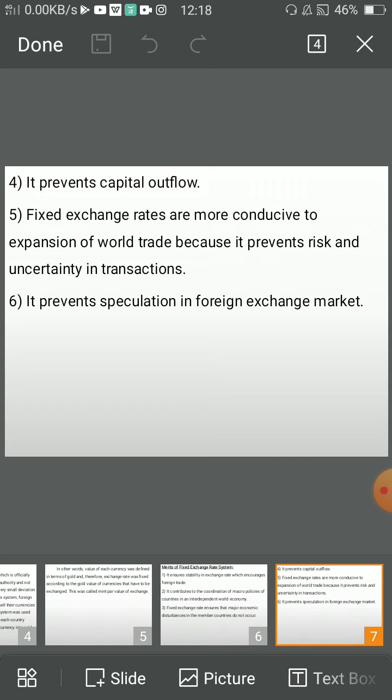Sixth point, it prevents speculation in the foreign exchange market. Speculation means people think that in the future the rates can be increased or decreased. There is no fear of speculation. No speculation can be made about the future because the fixed exchange rate is fixed. Today also $1 is 50 rupees, tomorrow also, and for a month, a year, $1 is 50 rupees only. It remains fixed, so there is no fear of speculation.